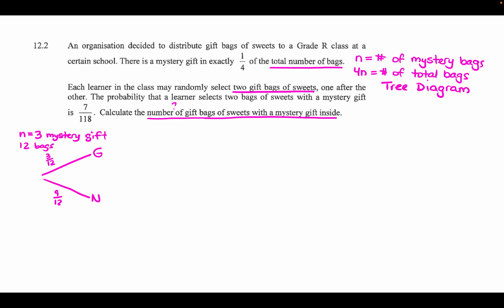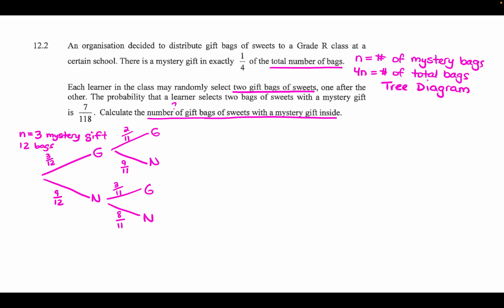and 9 out of 12 not getting a gift. Then the second time we pick, we have to take into account whether we got a gift the first time. These second probabilities are conditional probabilities. Well, we only have 2 gifts left out of 11 bags because we picked out one from before, and we still have 9 out of 11 of the bags with no gift. But if we don't get a gift, if we go down this other branch, then we still have 3 bags that have gifts out of 11 and 8 that don't.